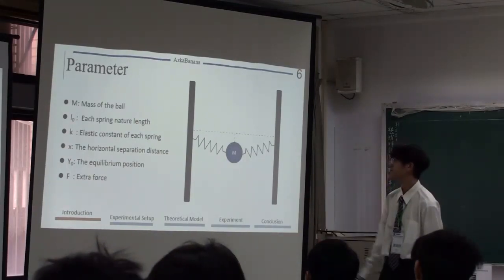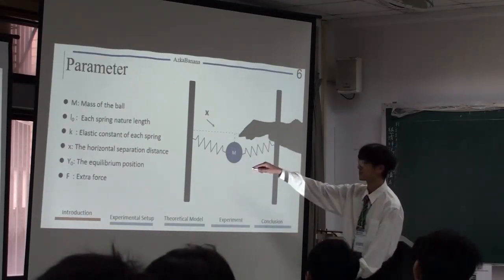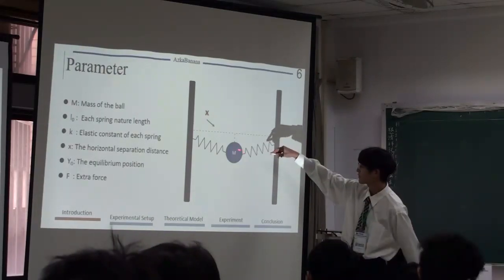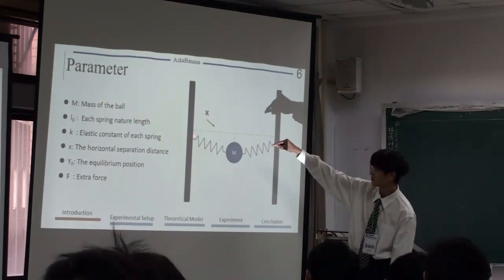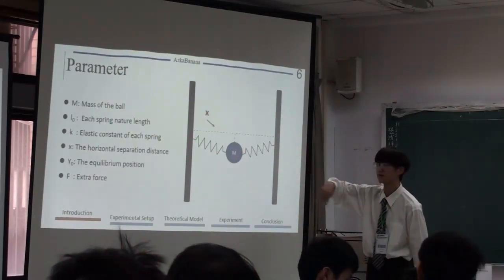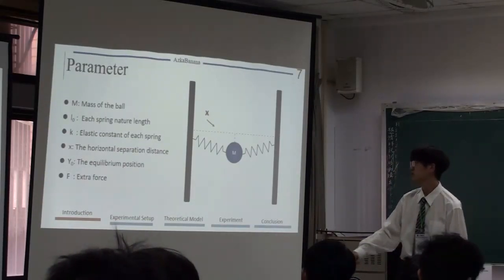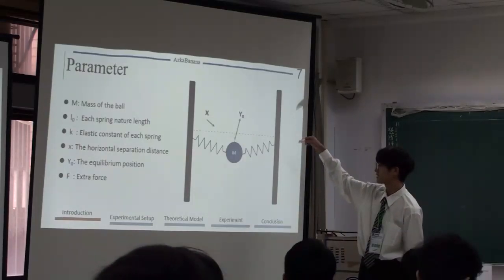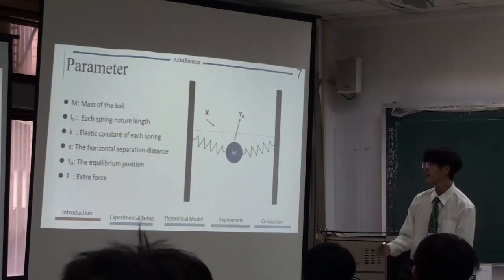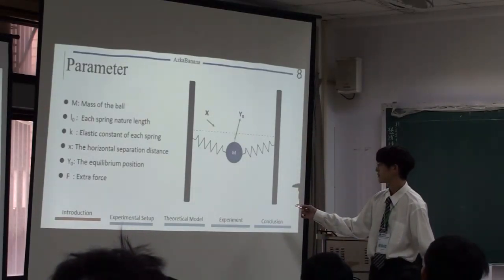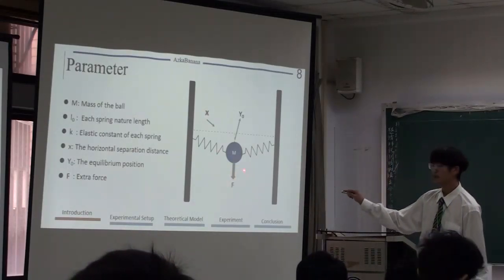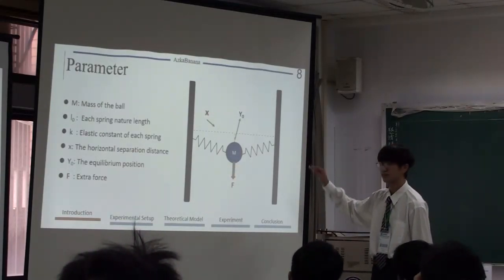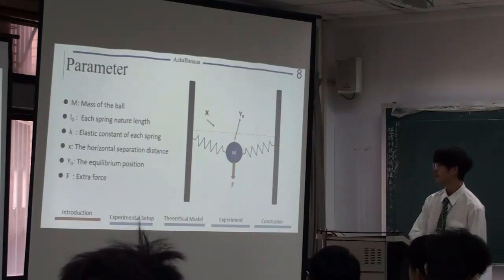Next page. x, the horizontal separation distance. That means from the middle of the ball to the wall, which is also known as a fixed point of this experiment. Next page. Y0, the equilibrium position of this ball. And F. Next page. F, the extra force that I applied on this ball.